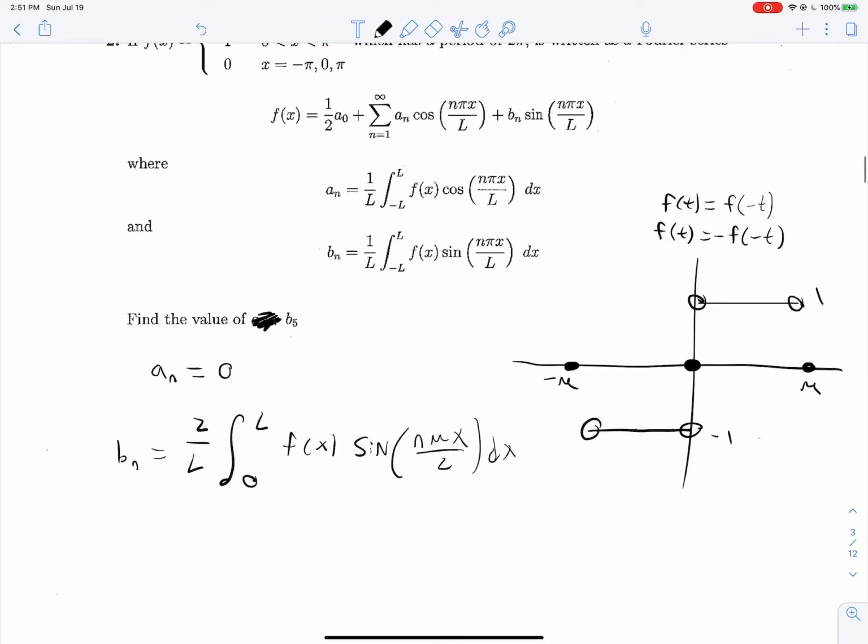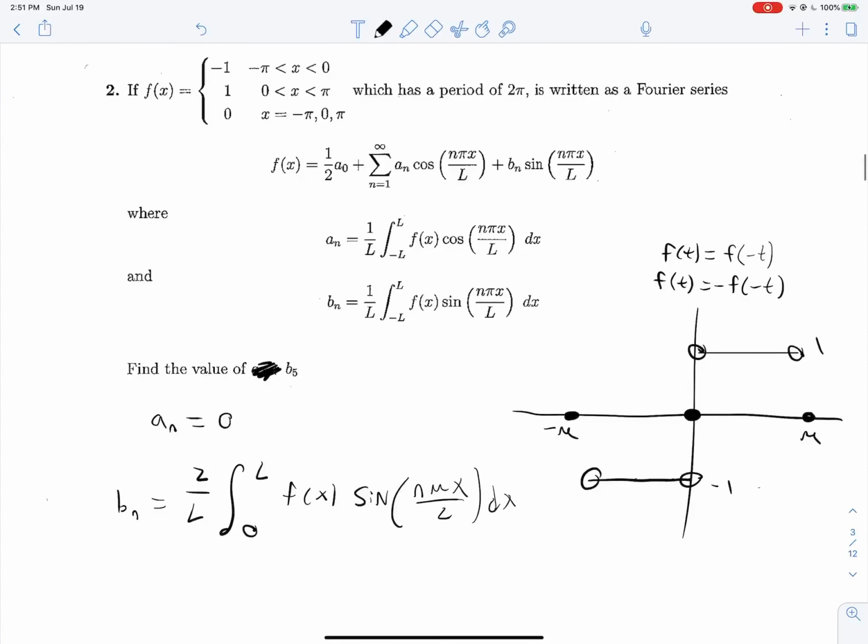Then what about these L's? Well, that's just the half period of our function. Since they tell us our function has a period of 2 pi, L will just be pi. And this L will cancel out with that pi, and we're just left with the sine of nx in there.